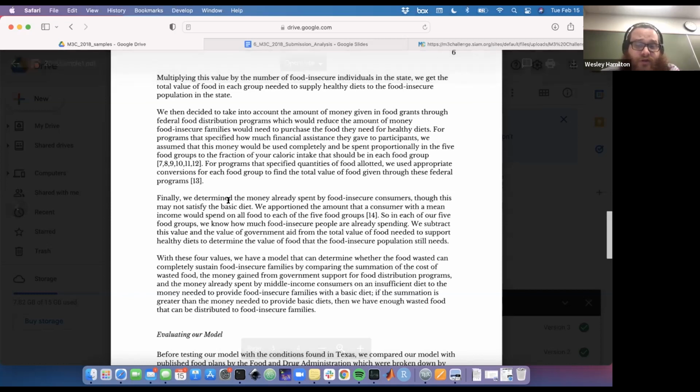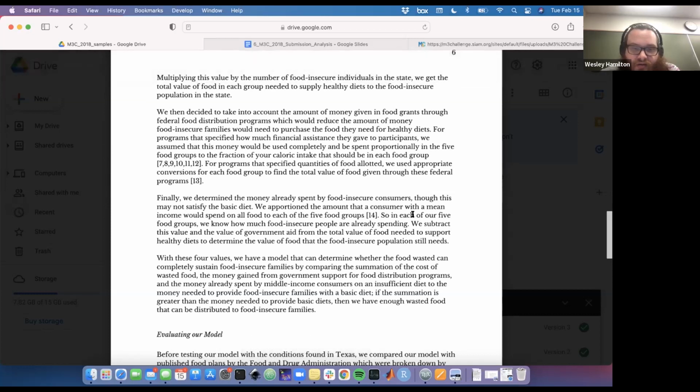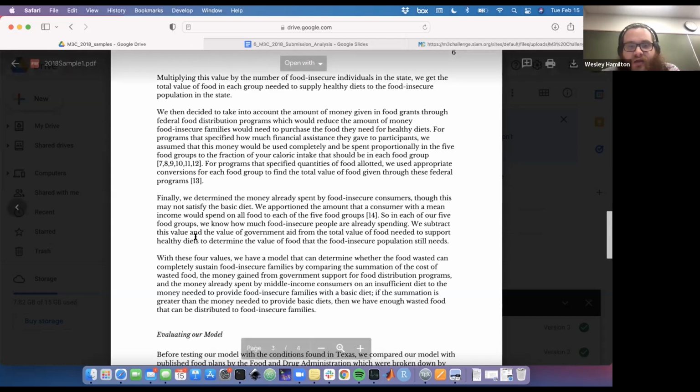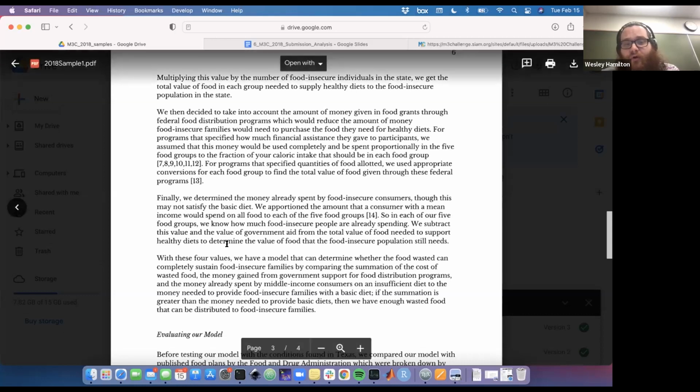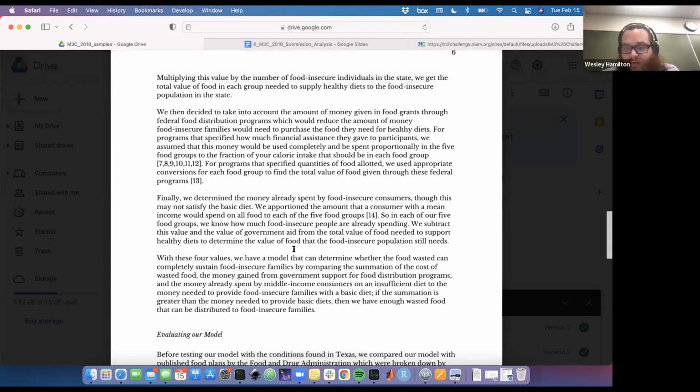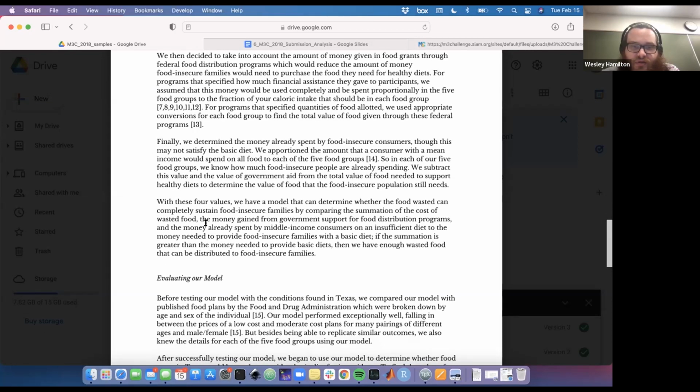But right, even though they've already spent some money, it may not be enough to match their needs. Portion the amount that a customer with a mean income would spend. Okay, so in each of our 5 food groups, we know how much food insecure people are already spending. Subtract this value and the value of government aid from the total value of food needed to support healthy diets. And that'll tell us something about how much is left over. Okay, and so then they say, great, with all this stuff, we can build our model, put things together, and start to get at these solutions.